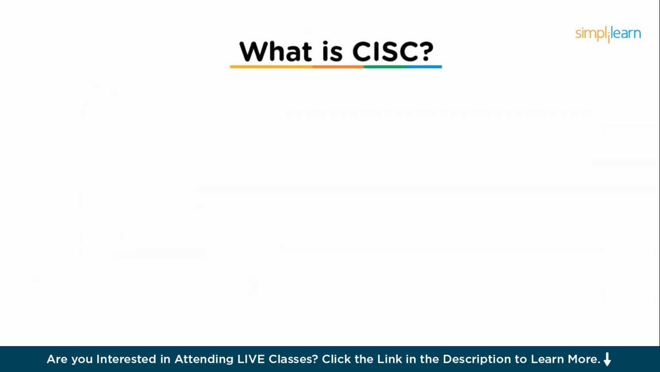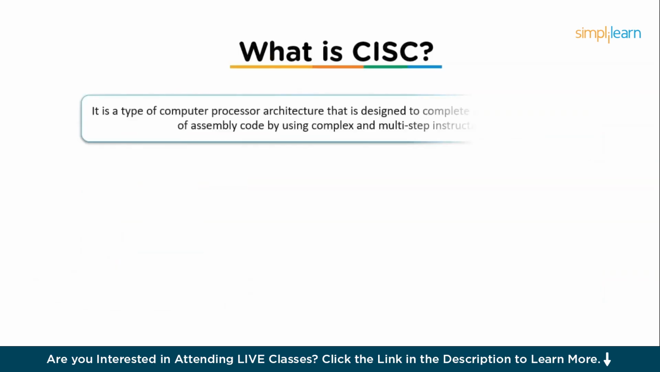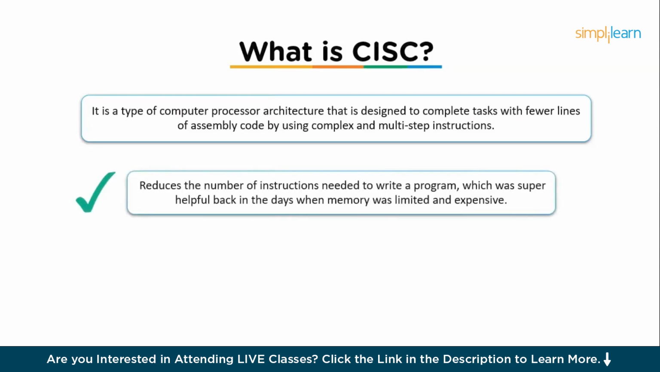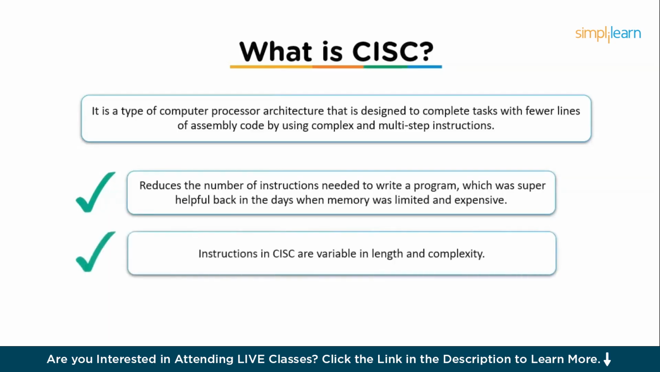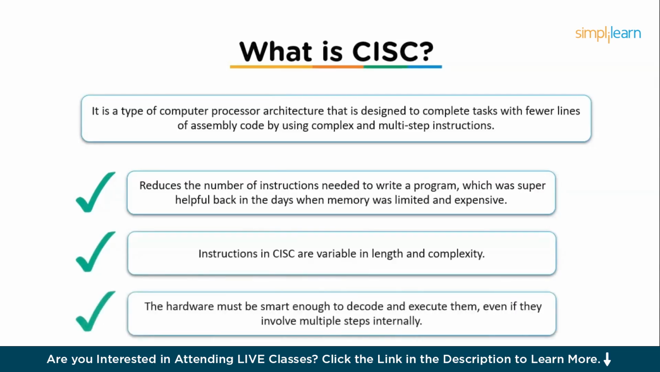CISC stands for Complex Instruction Set Computer. It is a type of computer processor architecture that is designed to complete tasks with fewer lines of assembly code by using complex and multi-step instructions. This reduces the number of instructions needed to write a program, which was super helpful back in the days when memory was limited and expensive. Most instructions in CISC are variable in length and complexity. The hardware must be smart enough to decode and execute them, even if they involve multiple steps internally.